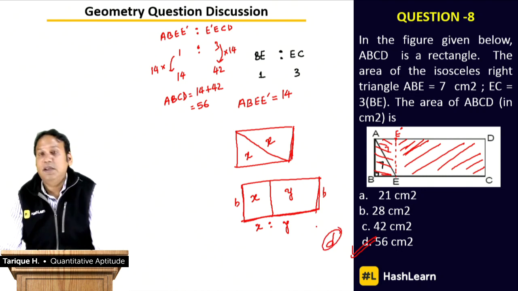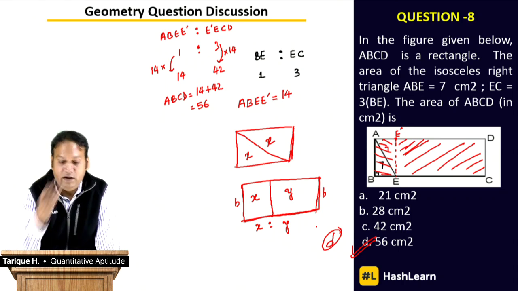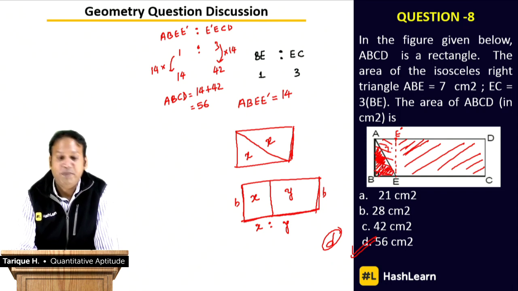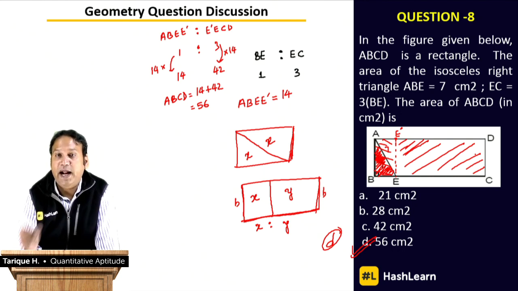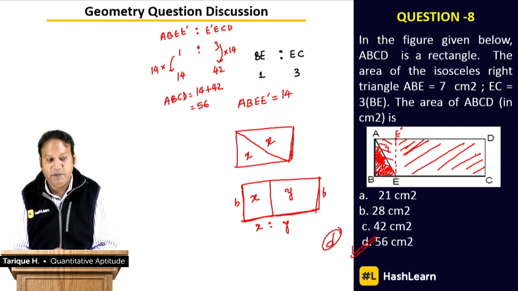So we have not done any complex calculation, mostly by logic. First we see that the diagonal is cutting this into half. So this part is 7, this part is 7, and the remaining part will also be 7. 7 plus 7 is 14. Multiply 14 into 3, 42, you get the remaining area. And adding 14 plus 42, you get 56. That is the final answer for question number 8.